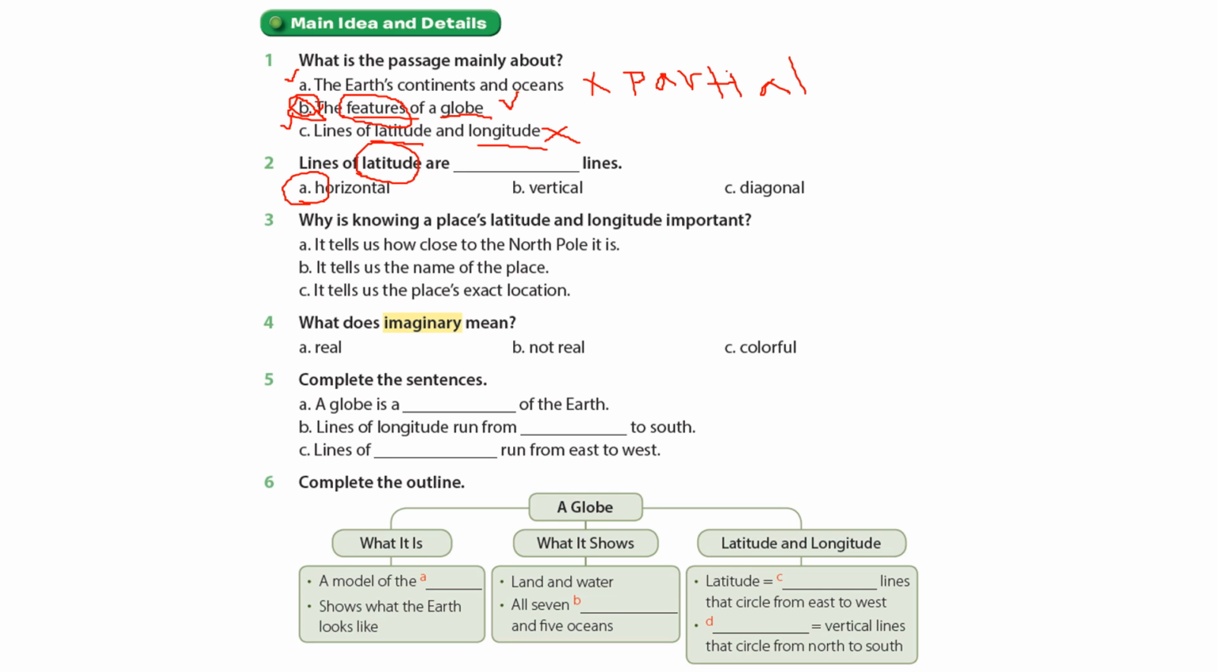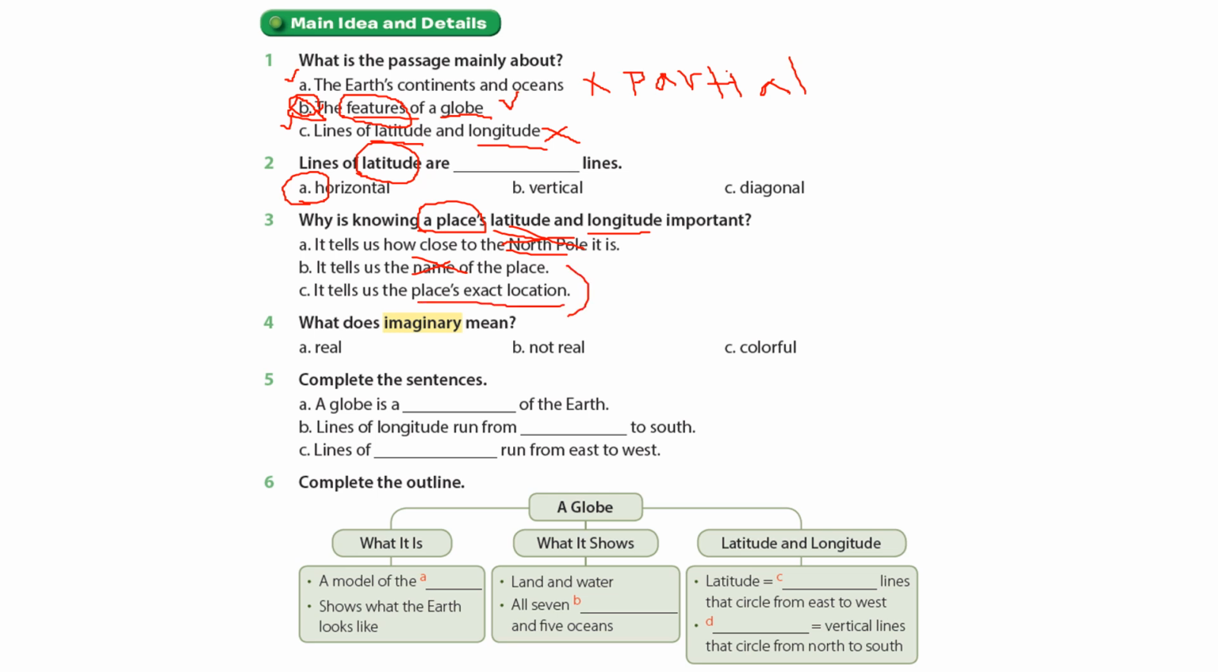그럼 이 질문이 물어보는 거는 어떤 장소의 latitude와 longitude를 아는 게 왜 중요한지를 물어보는데 what have we been learning so far? We've been learning that latitude and longitude tells you where things are. So do we need to know how close we are to the North Pole? No. Does it tell us the name? Is it important to know? No. Then what about C? It tells us place's exact location.